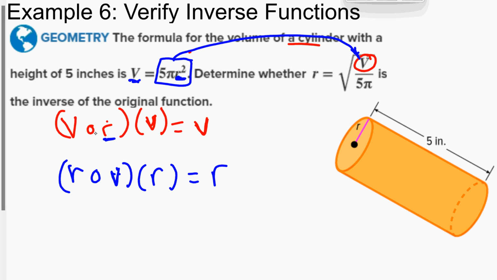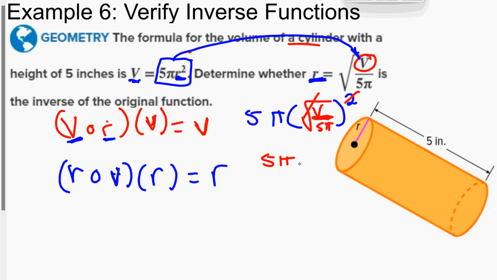So we're going to plug r into v. We start with the outside v, which is 5 pi r squared. And instead of r, we're going to put a parenthesis, because that's where we put what r is. R is the square root of v over 5 pi. Now, because this is division, we can go ahead and distribute this squared, so the squared and square root cancel out. If it was adding or subtracting, we couldn't, like example number 5, the second part. So we get 5 pi times v over 5 pi. The 5 pi cancels out, and we just get v, so that's what we wanted, so that worked out.